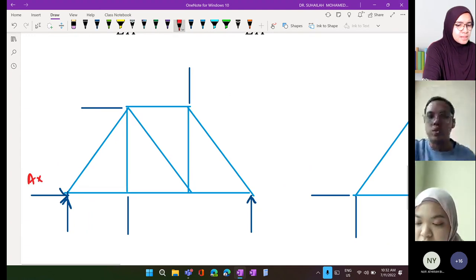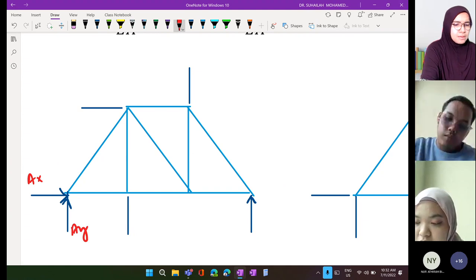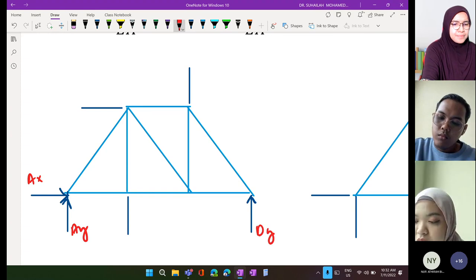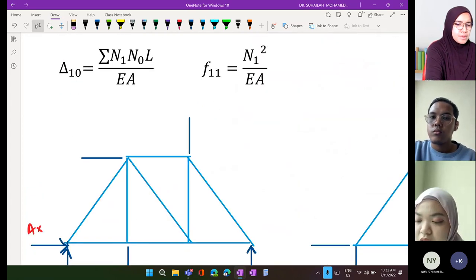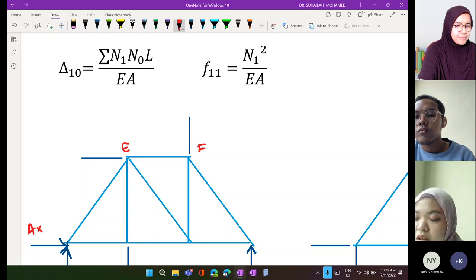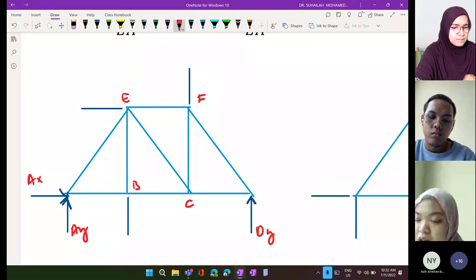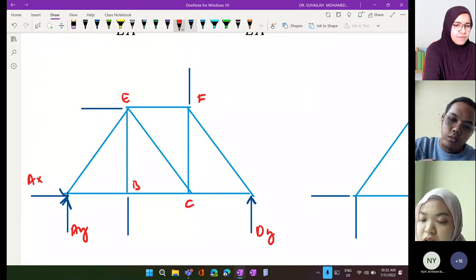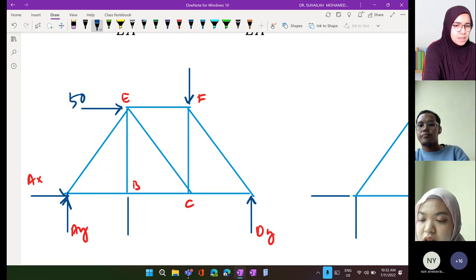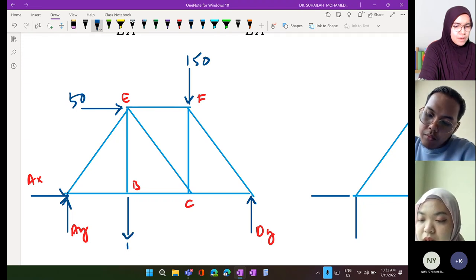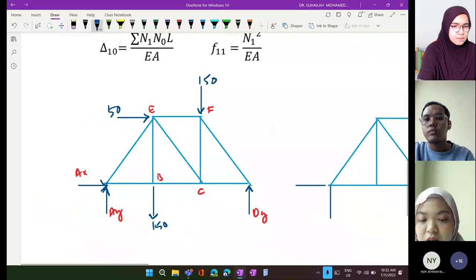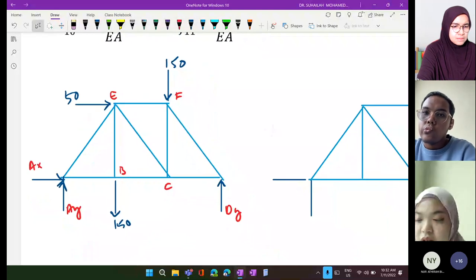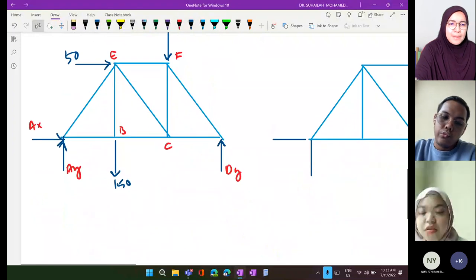We have reactions AX, AY and DY. This is E, this is F, and then A, B, C, D. We have 50 and 150 as loads. This is the primary truss.